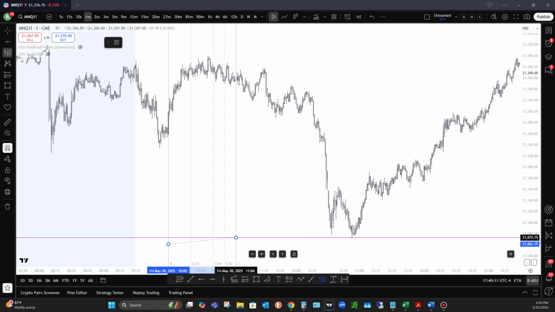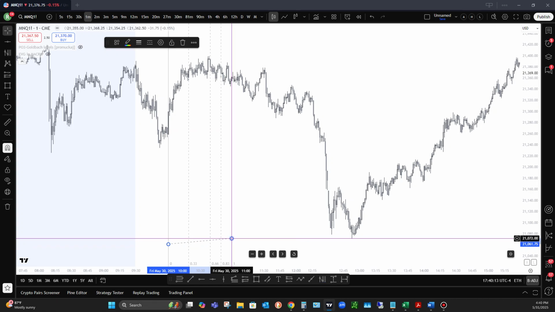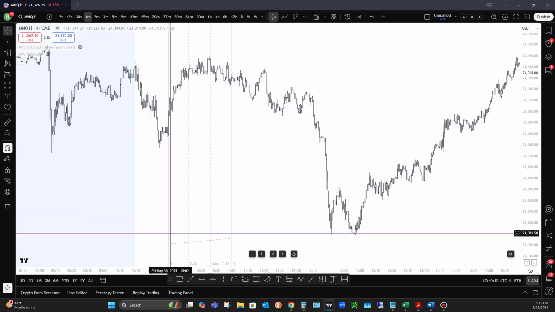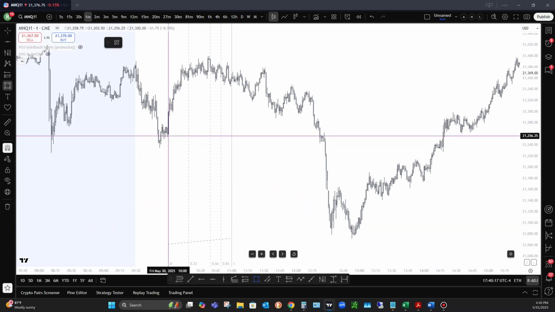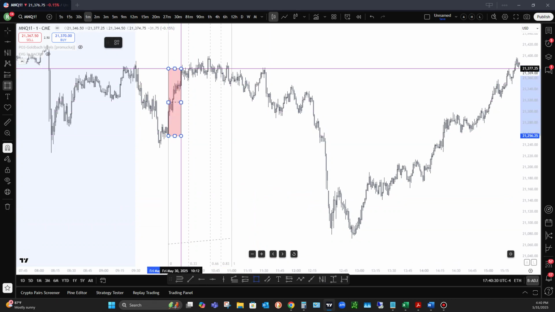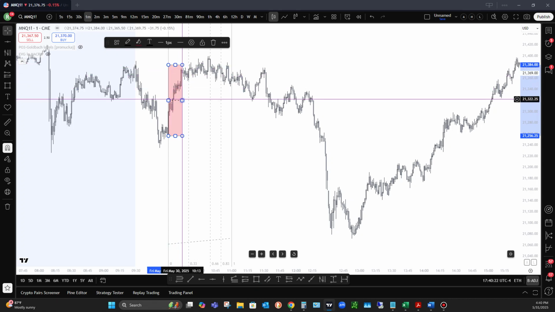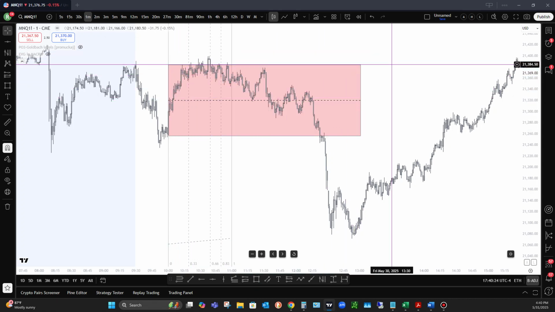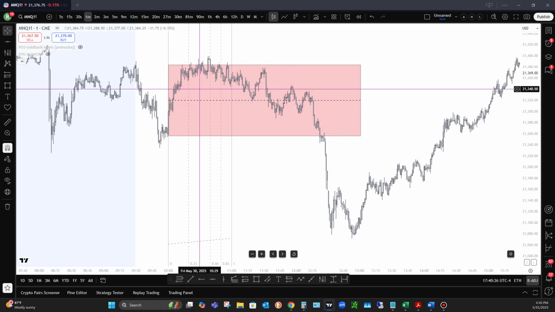I'll get it there in a minute. Bear with me. All right, I'm going to do the same thing. I'm going to go from the low to the high within the accumulation period. Now I'm looking for manipulation in here.